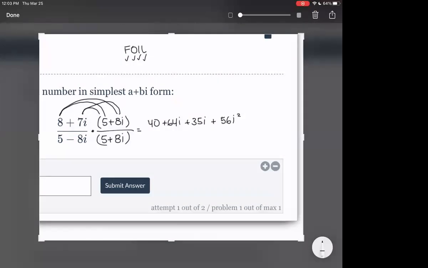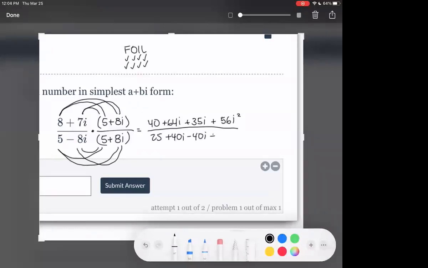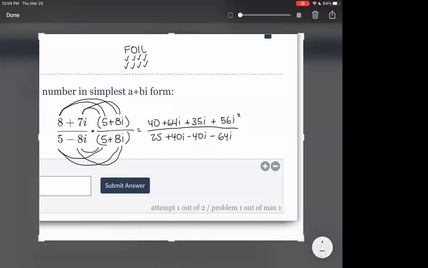Let's FOIL the bottom as well. So F in FOIL stands for first. 5 times 5 is 25. O in FOIL stands for outer. That's 5 times 8i, so that's plus 40i. I in FOIL stands for inner, so that's negative 8i times 5. So it's minus 40i. And then the L in FOIL stands for last, so that's the minus 8i times the positive 8i, which gives you minus 64i squared.